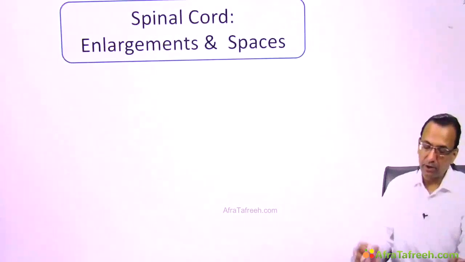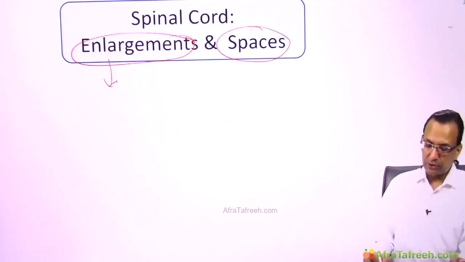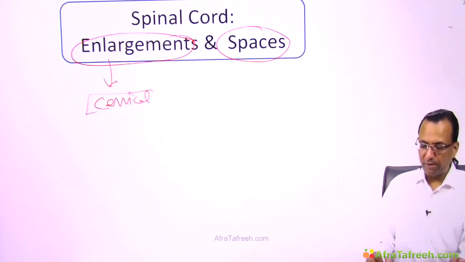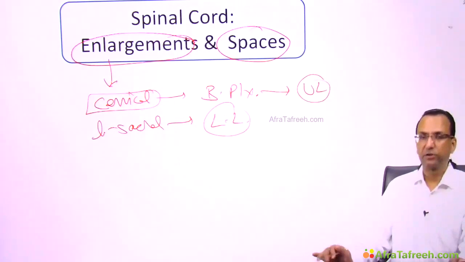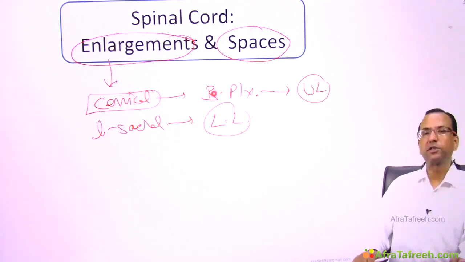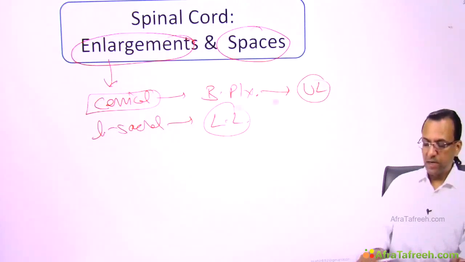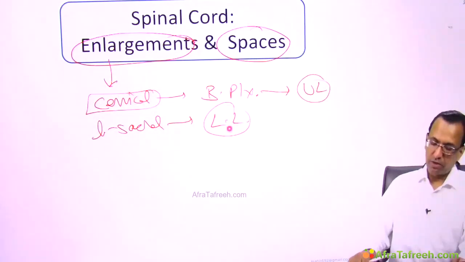Spinal cord: some enlargements and spaces. What enlargement? There is a cervical enlargement, giving the brachial plexus to supply the upper limb, and there is a lumbosacral enlargement, where you have to give some nerves to supply the lower limb.